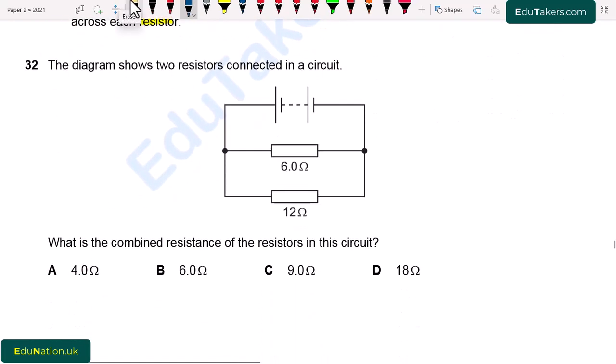Question number 32. The diagram shows two resistors connected in the circuit. What is the combined resistance of the resistors in the circuit? So first of all, there are two resistors, 6.0 ohm and 12 ohms, and both of these are connected in parallel. We have to find out the combined resistance. So in the parallel combination, combined resistance is calculated by using the formula 1 over R is equal to 1 over R1 plus 1 over R2.